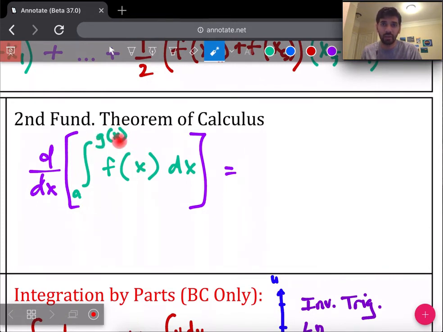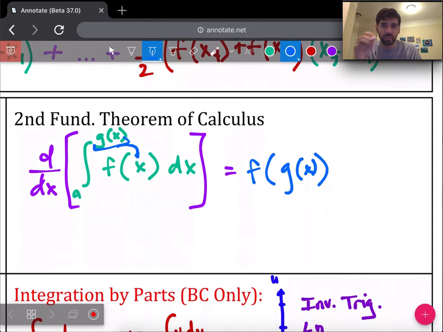And this upper bound is not a constant. This upper bound is something in terms of x. So that guy gets dropped inside of here. So I'm going to write f of g of x right here, because g of x gets dropped into what f of x is. And if g of x is something in terms of x, we need to apply the chain rule here. So we need to apply a g prime of x right here. And this is what the second fundamental theorem of calculus is.